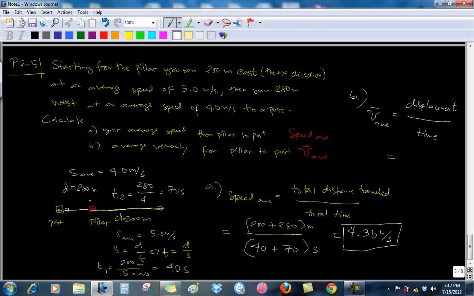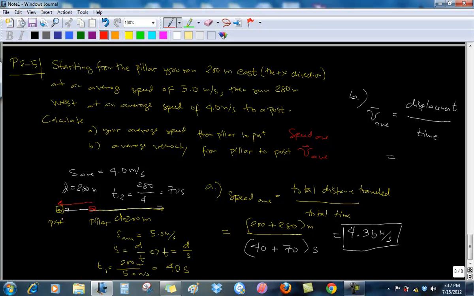Okay? In this case, what is displacement? He started here, right? He started at the pillar. Okay? And he ended here. So, the displacement will be the straight line from where he started to where he ended. And this displacement, what is its value?